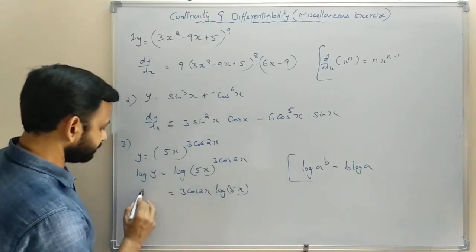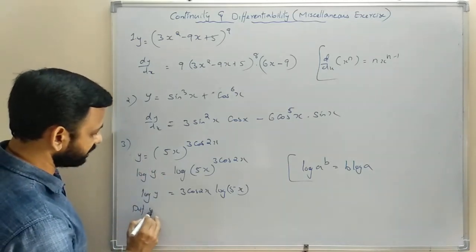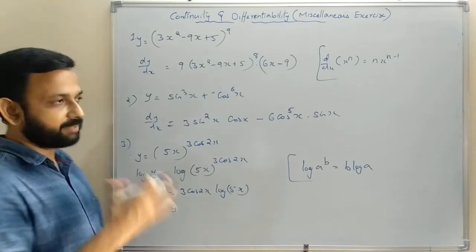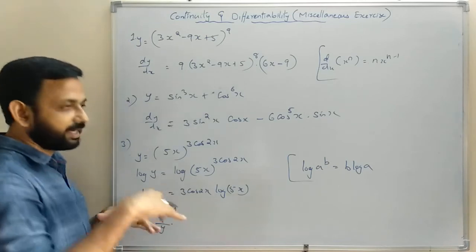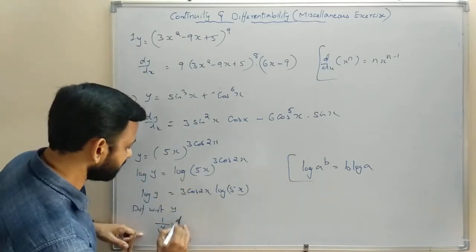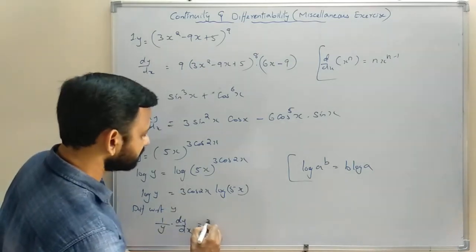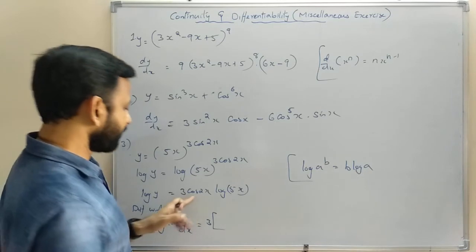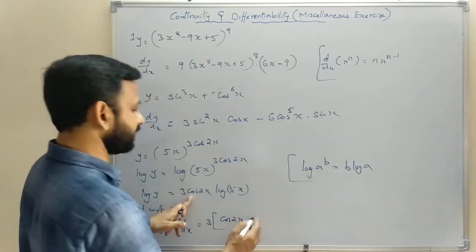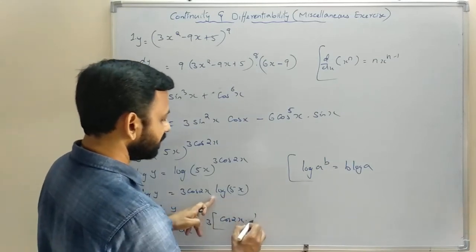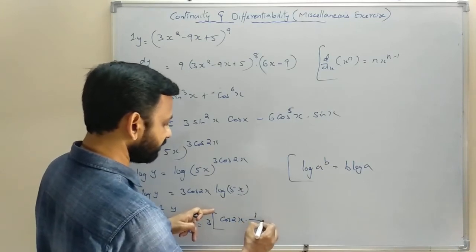That is log y. Now we are going to differentiate with respect to x. The derivative of log y is 1 upon y into the derivative of y with respect to x, that is dy by dx, equal to, now we have to apply the product rule. 3 is a constant. First function, that is cos 2x, first function into the derivative of the second, the derivative of log 5x, 1 by 5x into the derivative of 5x, 1 by 5x into 5.